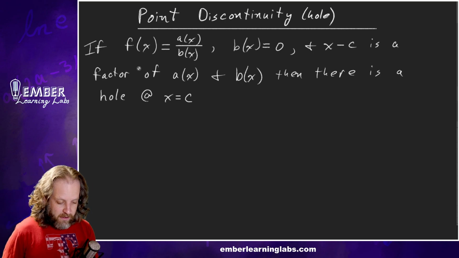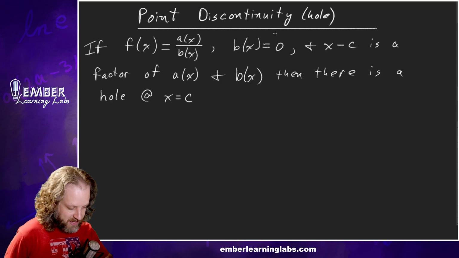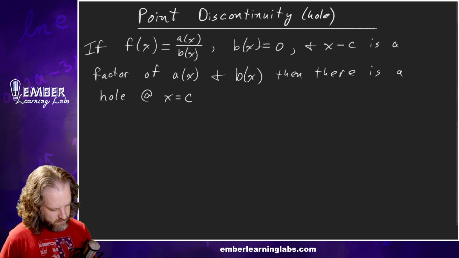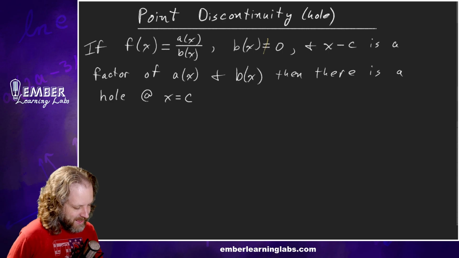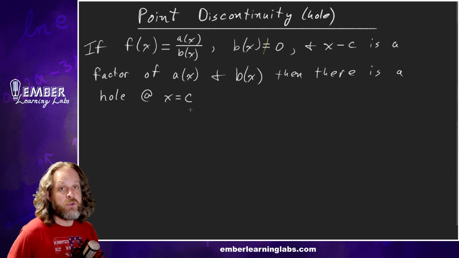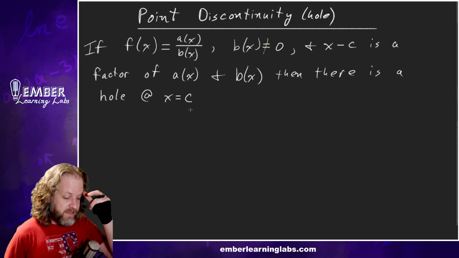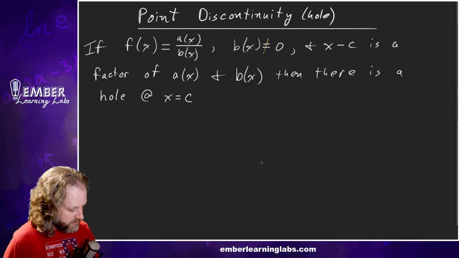So a normal rational function, where b of x does not equal 0, and x minus c is a factor of both of them. If they have a common factor, then there is a hole at x equals c.